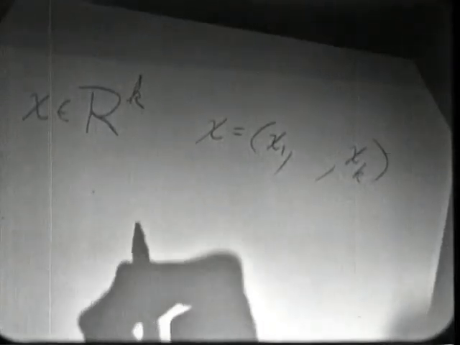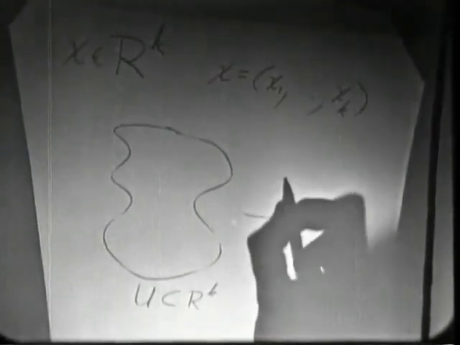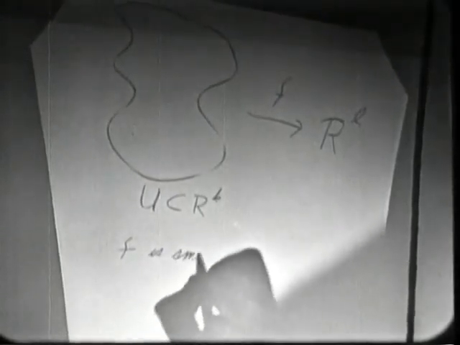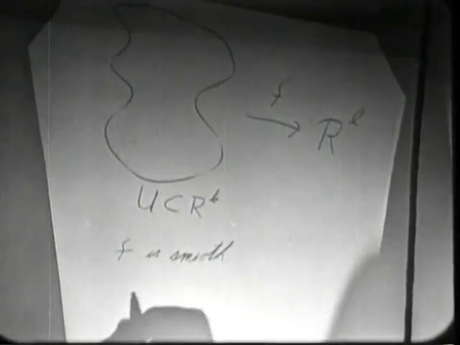And next we have to define the concept of a smooth mapping between Euclidean spaces. Or more generally, I'll consider an open set, say U in R^k, and a mapping f from this open set to some other Euclidean space R^l. And we'll say that such a mapping f is smooth if all partial derivatives are defined and continuous.